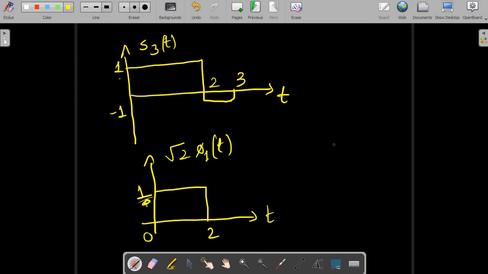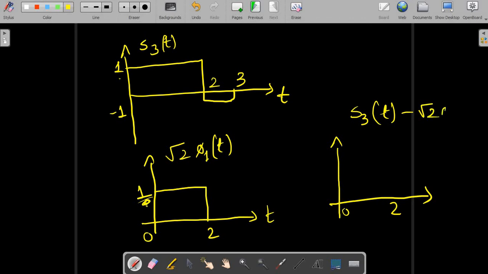Now just subtract these two. If we subtract these two, as you can see, from 0 to 2 both are 1. So from 0 to 2 both are 1, and if we subtract, our answer will be 0. And from 2 to 3 only S3 is there, and since we are subtracting, S3(t) minus root 2 phi 1(t), because this is nothing but our G3 of t, right?